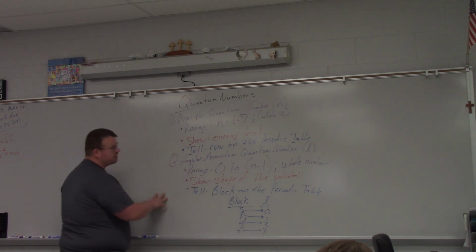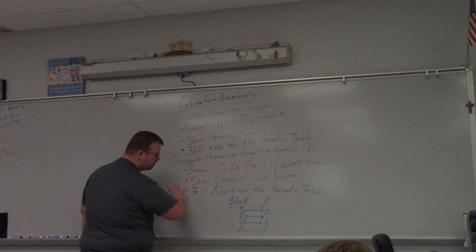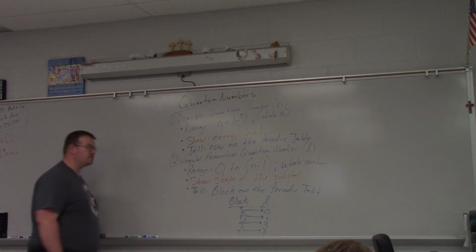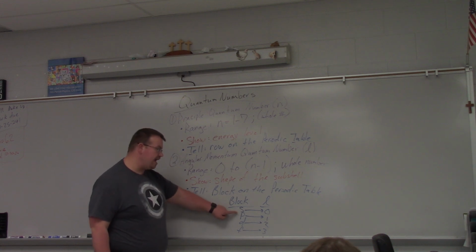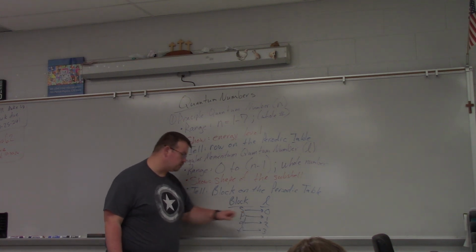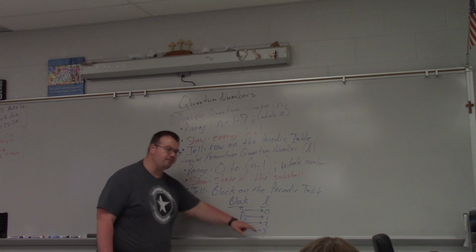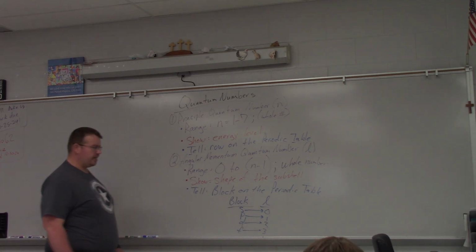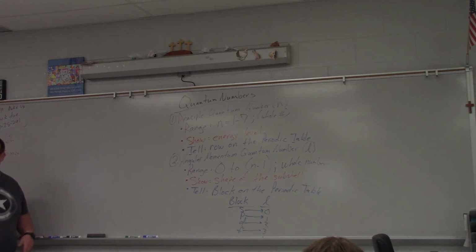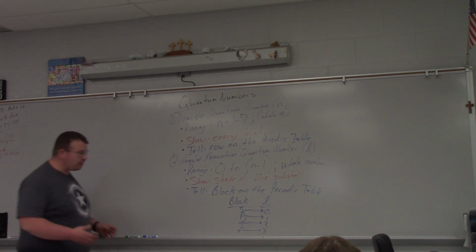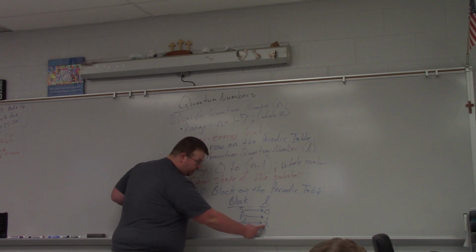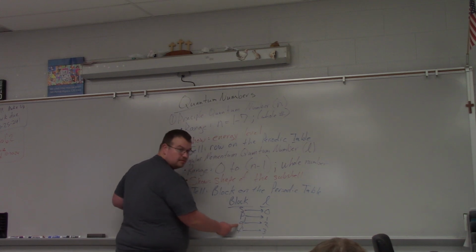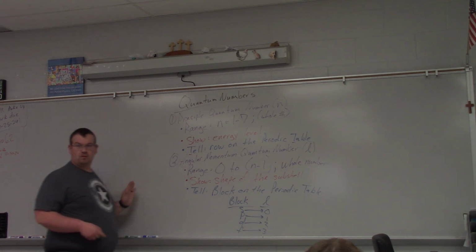Angular momentum quantum number tells us the block on the periodic table, and it shows us the shape of the subshell. There are set values for it. So for S, L is 0. For P, L is 1. For D, L is 2. For F, L is 3. And it goes vice versa. So if I give you an angular momentum quantum number of 2, that means the block is D block. You got me?